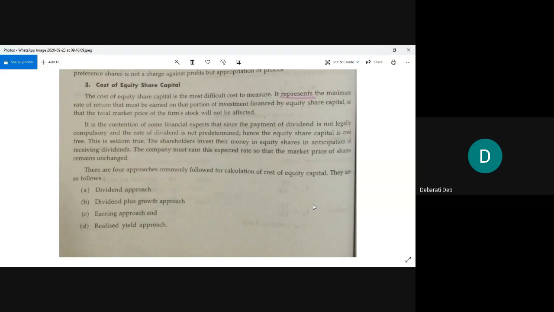You should write this point in your copy. That cost of equity share capital is calculated based on four approaches. The approaches are, first one is dividend approach. Second one is dividend plus growth approach. Third one is earning approach. And the fourth one is realized yield approach.